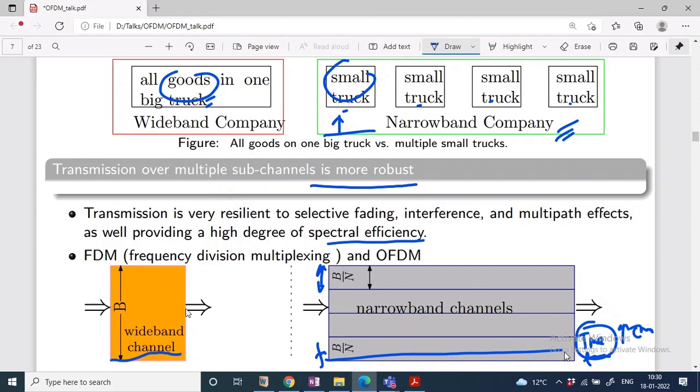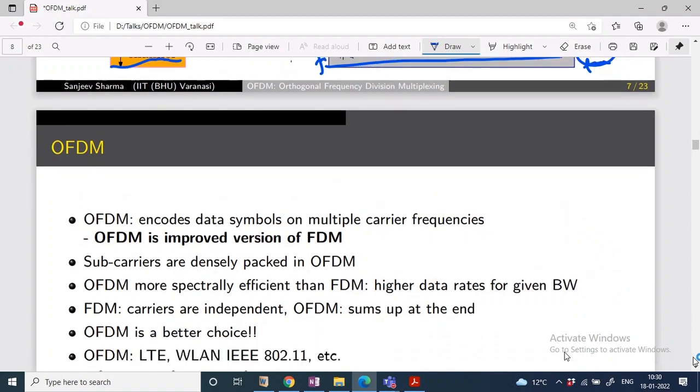So the schemes that convert a wideband channel into multiple narrowband channels are of two types. One is frequency division multiplexing, and another one is called OFDM.